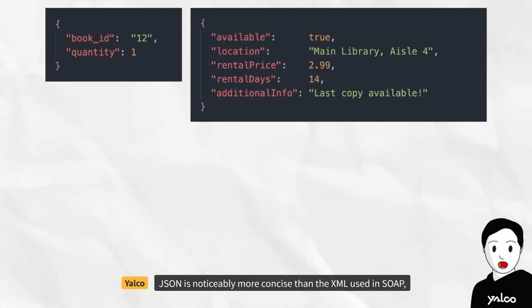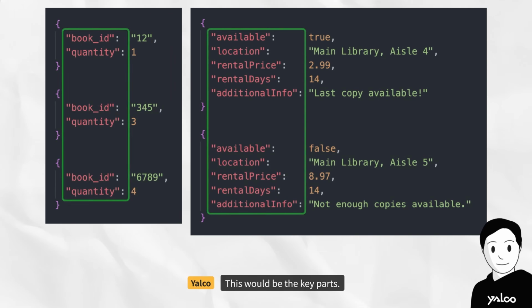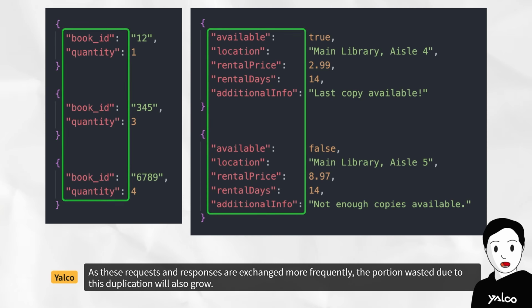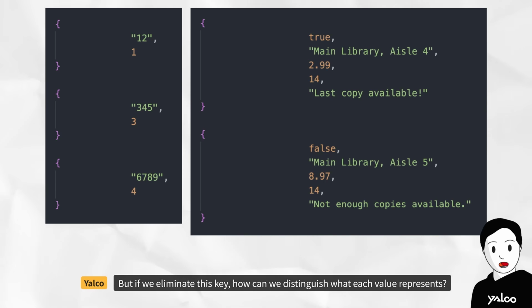You learned that RESTful API uses JSON. JSON is noticeably more concise than the XML used in SOAP, but if the same types of requests are repeated often, there arises a need to shave off the repeating parts. This would be the key parts. As these requests and responses are exchanged more frequently, the portion wasted due to this duplication will also grow. But if we eliminate this key, how can we distinguish what each value represents?